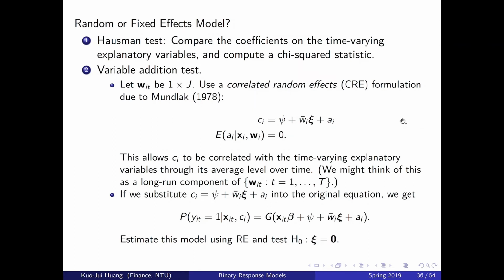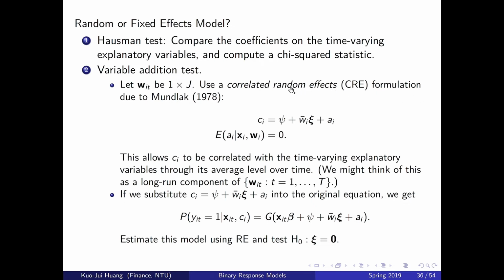It is a natural question to ask when to use the random or fixed effects model. Well, actually, it depends on the test results. There are two tests we can use. The first one is the Hausman test, which compares the coefficients on the time-varying explanatory variables and computes the chi-squared statistic. The null hypothesis of the Hausman test is that there is no systematic difference in coefficients between random effects and fixed effects. If it rejects the null hypothesis, the fixed effects model should be used.